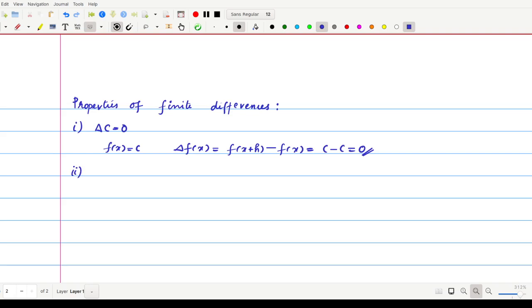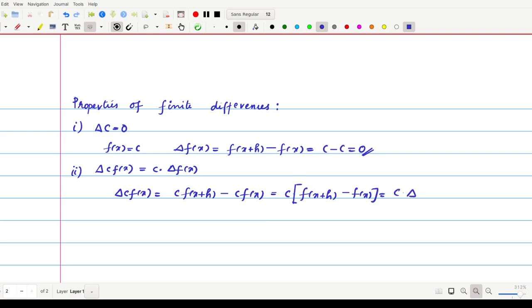And the second property is delta of c times f of x is exactly equal to c times delta f of x. You can prove this by starting with delta of c times f of x. By definition this is c times f of x plus h minus c times f of x, and this is equal to c times f of x plus h minus f of x, and this is nothing but c times delta f of x. So this proves the second property.